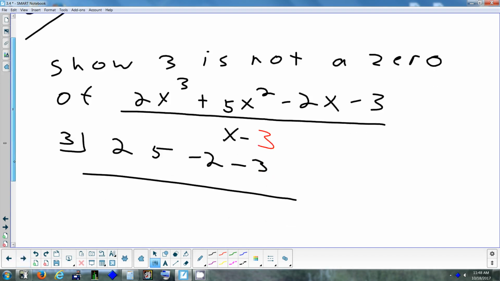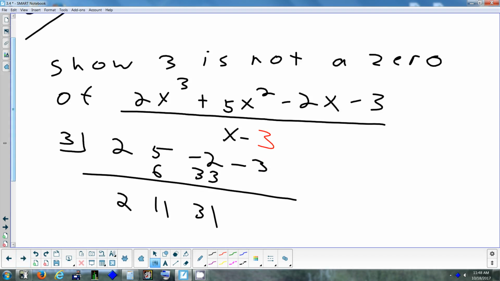Okay, first step. Bring down the 2. 3 times 2. Add that column. 11. Multiply again. What's 3 times 11? 33. Add that column. 31. Wait, I thought you subtract. No, add the column. Oh, wait, yeah. Well, you're adding a negative, so it's like subtracting this time.